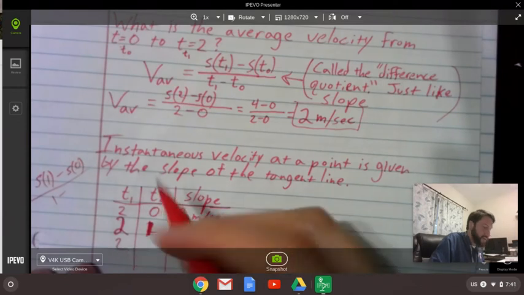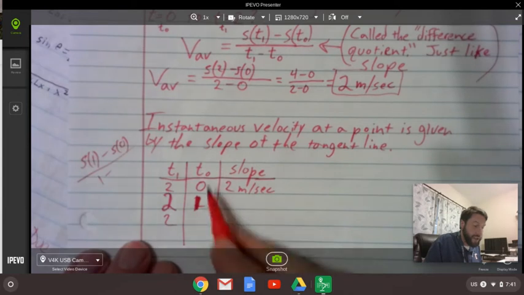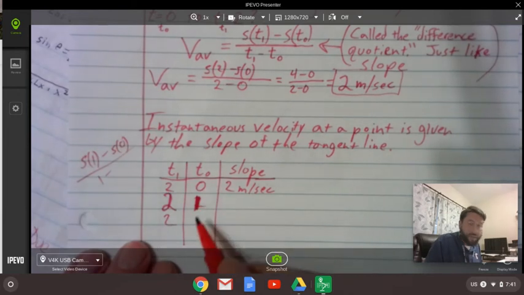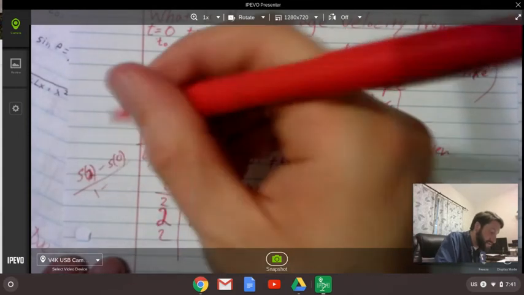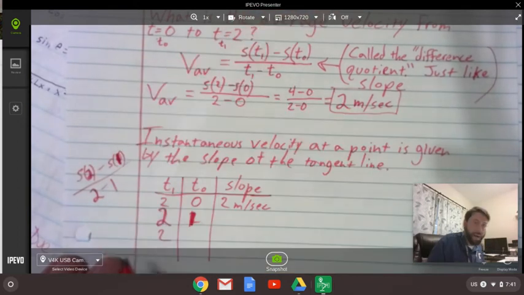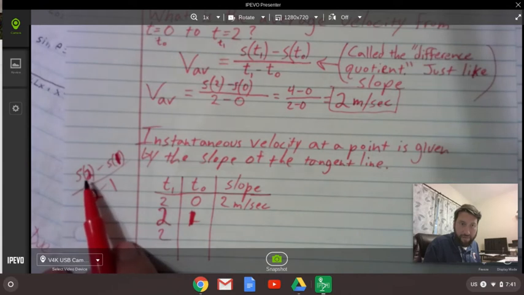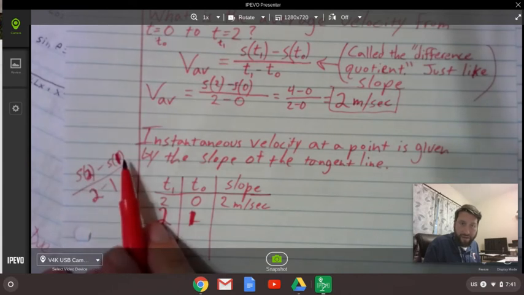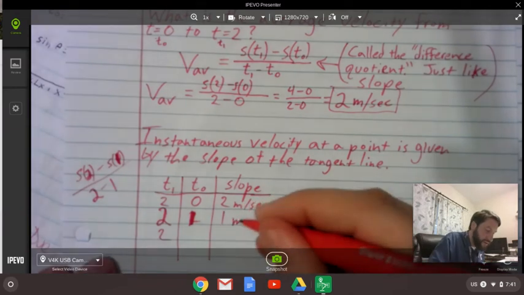There we go. T1, I'm not going to change. Okay, it's T naught that I'm changing. This is the value that's actually going to move. All right, so let me start over here. This would be S of 2 minus S of 1. That would be 2 minus 1 on the bottom. Okay, so that would be your difference quotient. So you plug 2 in for S of t, plug 1 in for S of t, find the difference, and then find the difference of 2 and 1. Okay, so if you get that, you should end up with 1 meter per second.